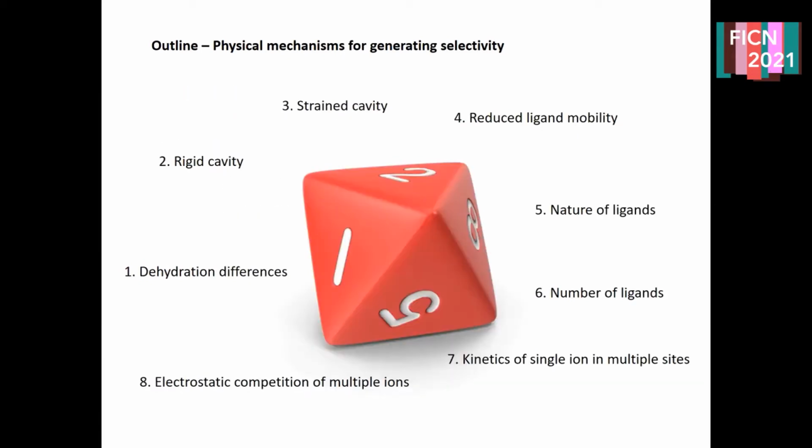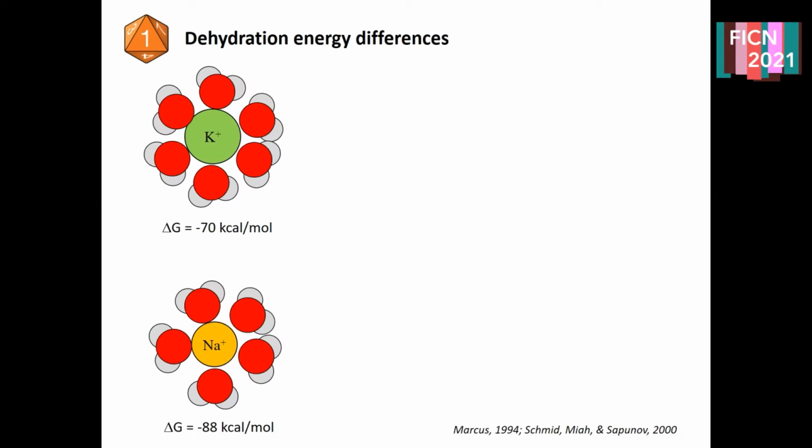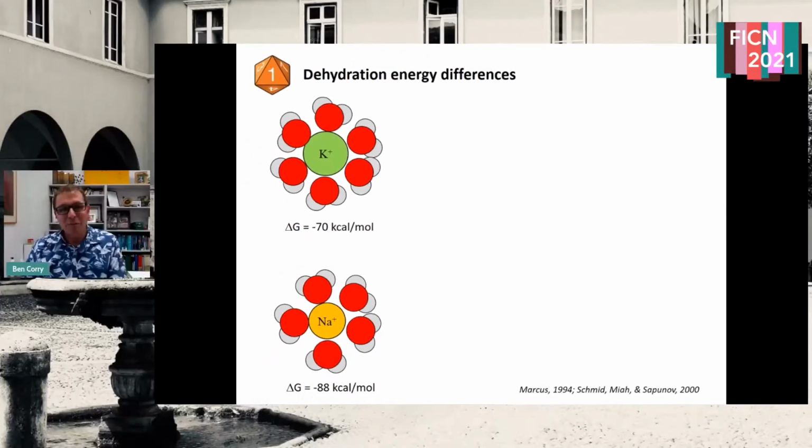Okay, with that said, let's go on and start talking about what these different mechanisms are. So I'll roll the dice. I'll come up with the first mechanism I'm going to talk about, which is the simple dehydration energy differences of different ion types.